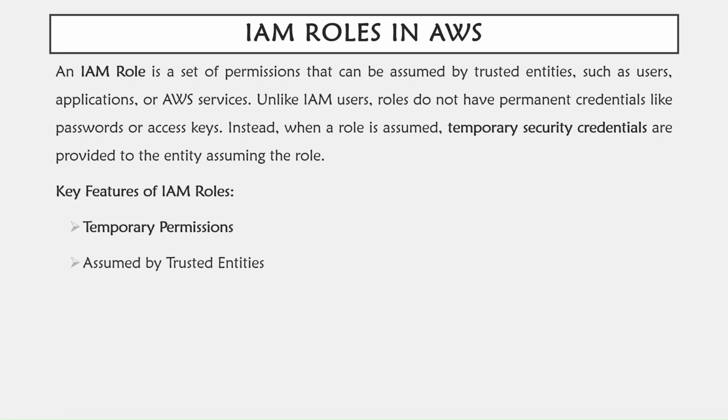The next point is that a role is assumed by trusted entities. Only trusted entities, that is, a user, an IAM user, can assume a role to gain additional permissions for a specific task. AWS services such as EC2 or Lambda can assume a role to interact with other AWS resources. For example, an EC2 instance can assume a role to access an S3 bucket. Cross-account access: an IAM role can be assumed by users or services in a different AWS account, enabling secure access between AWS accounts.